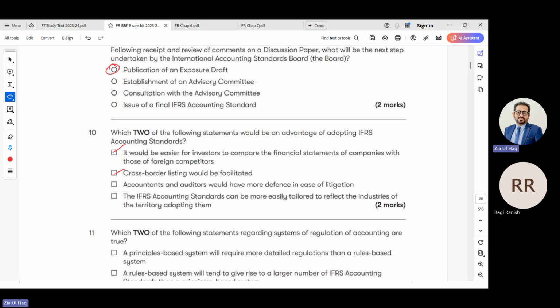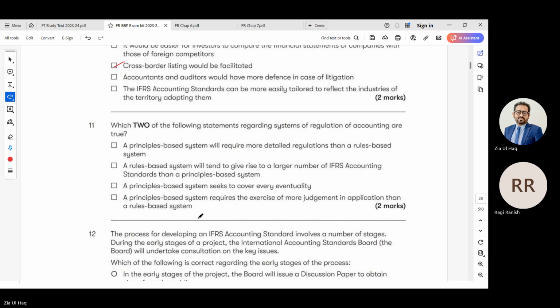So the answers are A and B. 11. Which two of the following statements regarding systems of regulation of accounting are true?